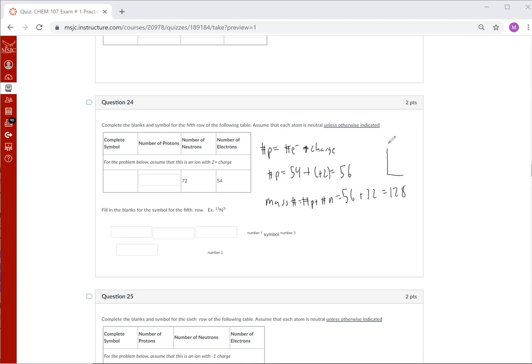So then looking up in the periodic table, what element has an atomic number of 56? Barium. Yep, exactly right. So this would be barium, 128 over 56, 2 plus. So we'd fill in our symbol, we'd write out our mass number and our atomic number, and then place the charge. Does that make sense to everyone? Yes. Any questions on this example?